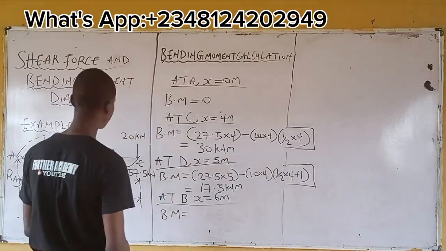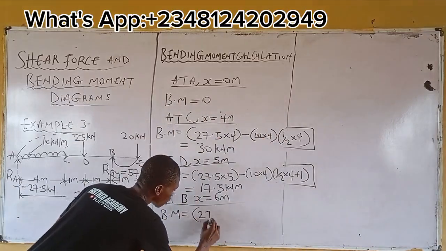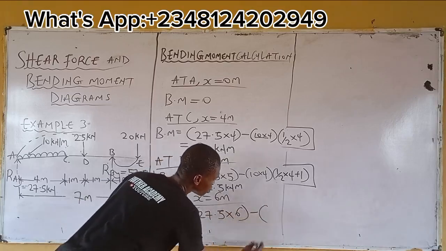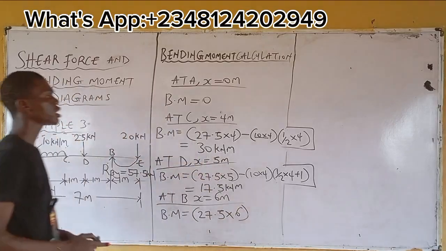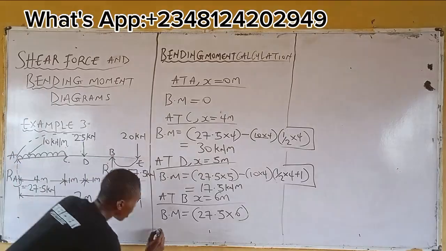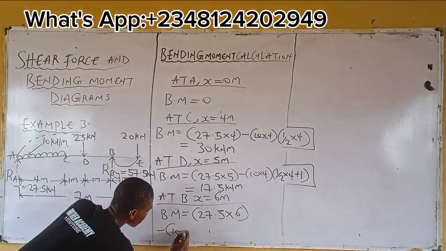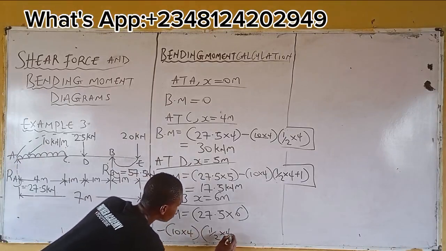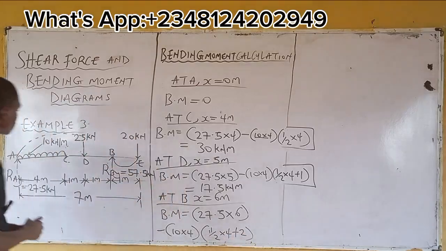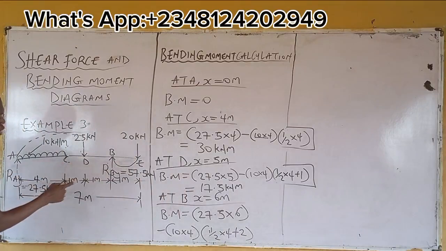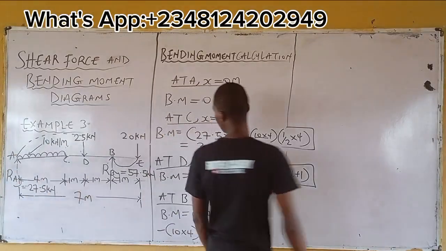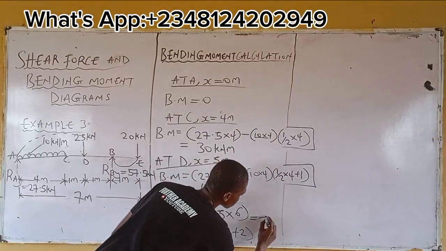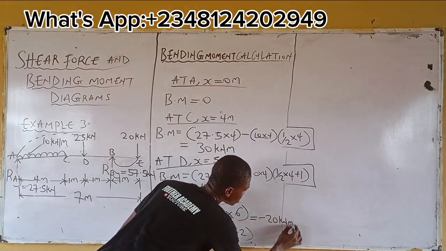So let's take the first one, which is RAY. What do I have? In a clockwise direction, 27.5 times what? 6 minus your U.D.L. Your U.D.L, is it going in a clockwise or anti-clockwise direction? You have negative 10 times 4. This is just the force. The distance, 1/2 times 4, before getting to B, plus what? 2. 1/2 times 4, the distance. Before getting to B, 1 plus 1 will give you what? 2. So what's the answer to this? You put this in your calculator. What's the answer? This will give you what? Minus 20 kilonewton meter.